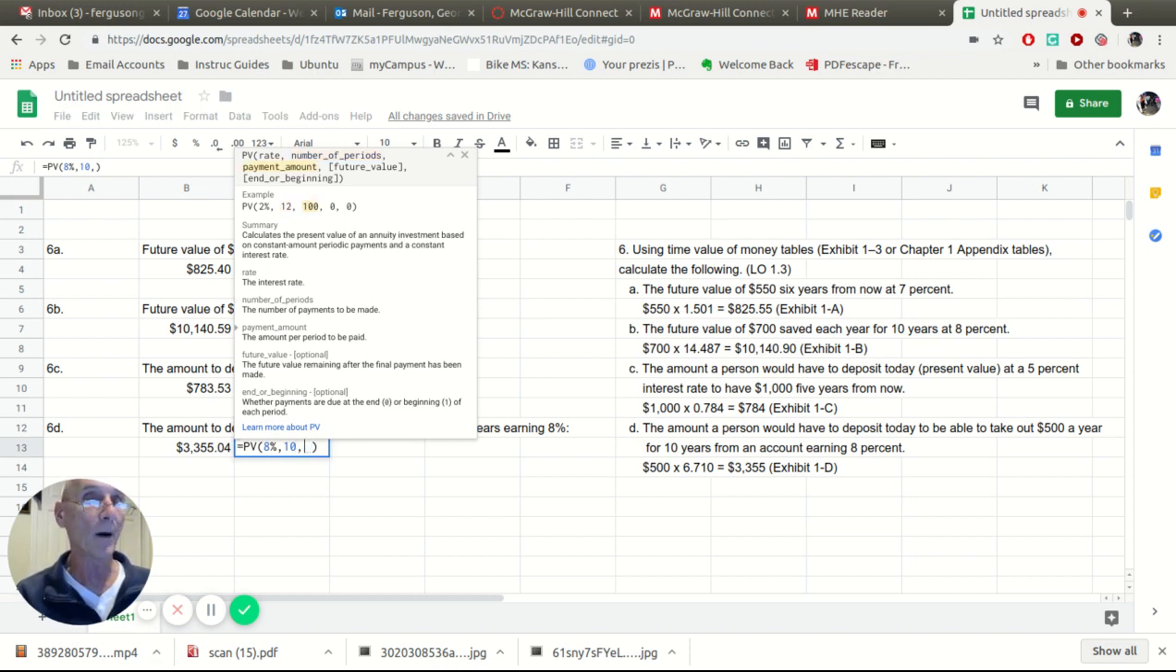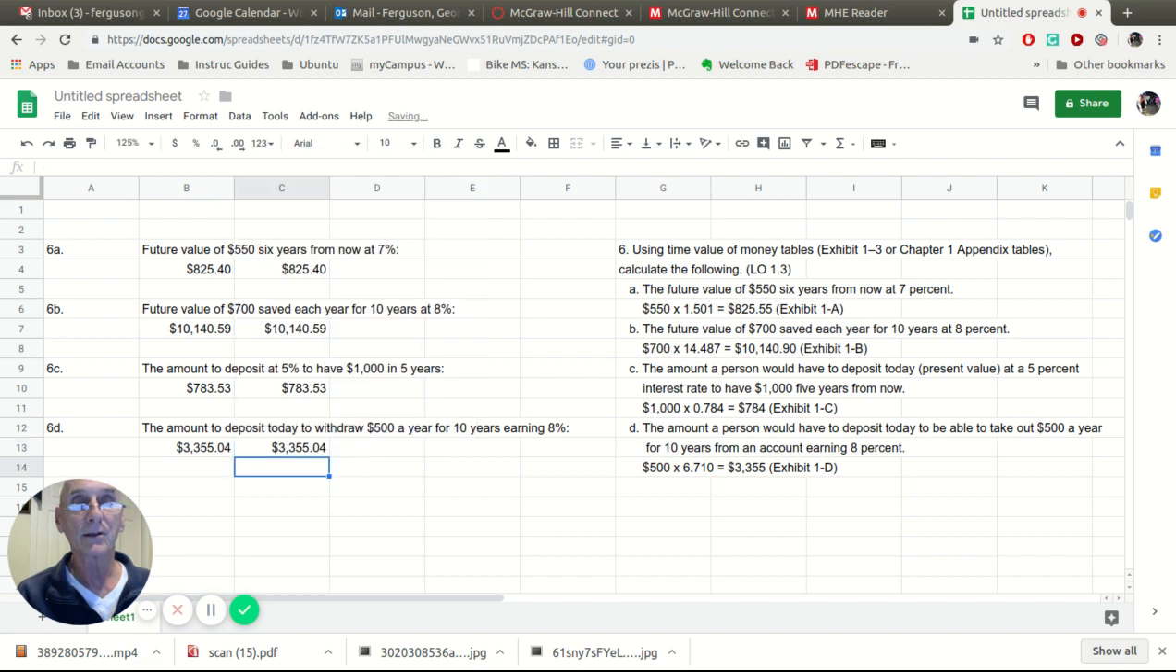Payment amount, how much is going to be paid out? $500, comma. And it says, what is the future value? Okay, that's optional. I can put something in or I don't have to. I'm just saying, okay, I want nothing there. You see, I get my $33.55. So that's the easy way to do this.